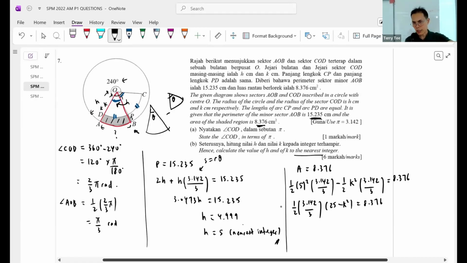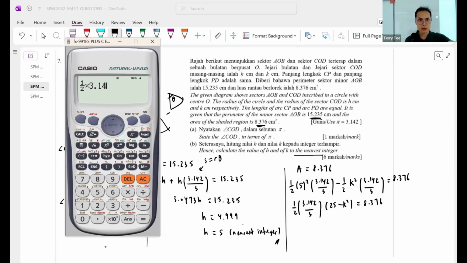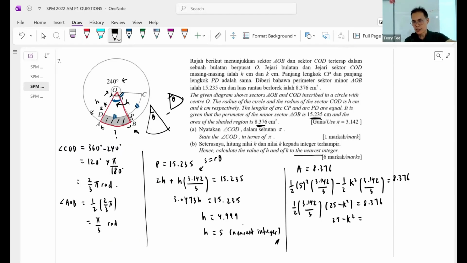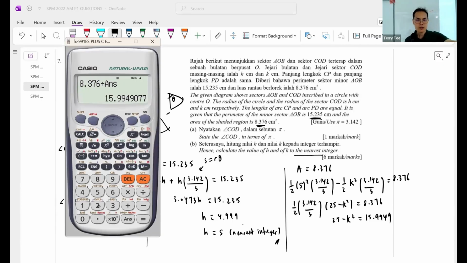I think this is easier so that I divide directly. When I use my calculator, I multiply by 3.142, divide by 3. Whatever I'm getting here, I take 8.376 and divide by this answer. So I got 15.9949. So 25 minus k squared is 15.9949. You can think of it as 16, because for the final answer they say nearest integer. Anyway, let's take 25 minus this answer. Your k squared is 9.005.